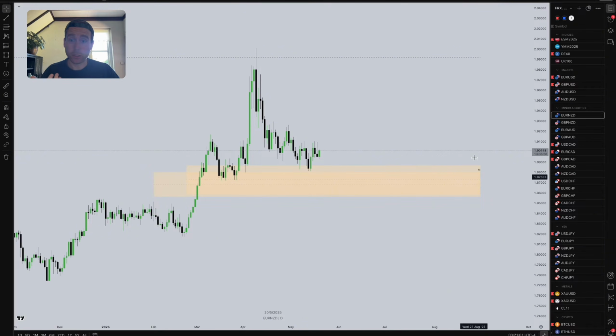I'm neutral because we already swept external range liquidity. We already traded into internal range liquidity on a weekly. So then I'm not going to drop to the lower time frame to find my open, high, low, close model.